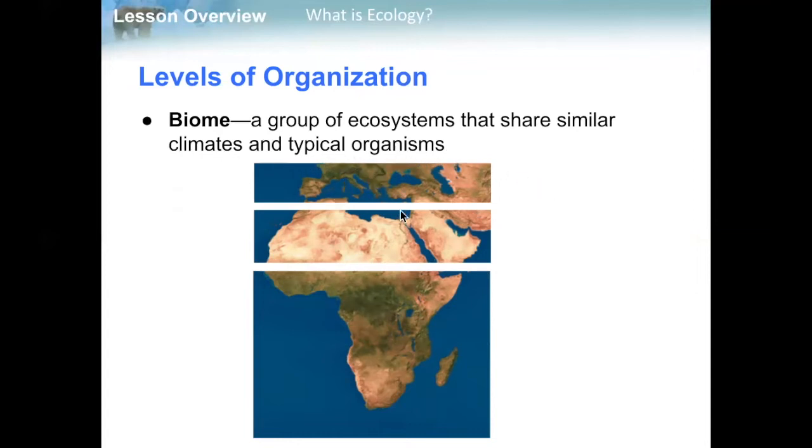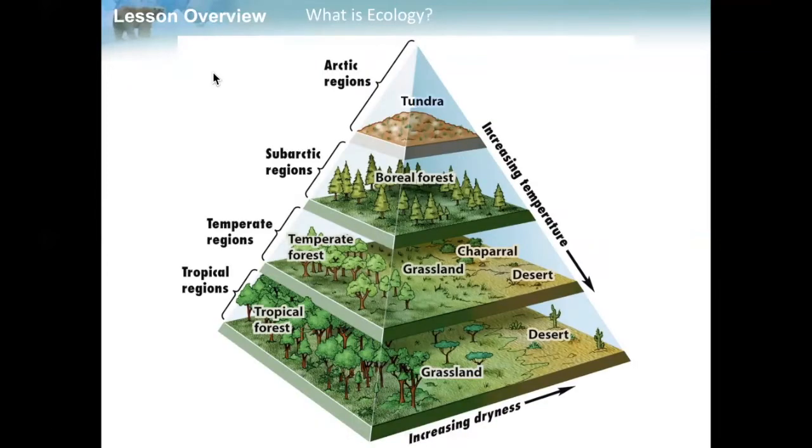This Mediterranean would be different than the Sahara and then Southern Africa. And this is a picture representing different biomes. Looking at this, there is increased temperature as you go down, and increased dryness as you go to the right. So let's start with the cold Arctic regions, tundra, and then subarctic regions, boreal forest, and boreal means north.